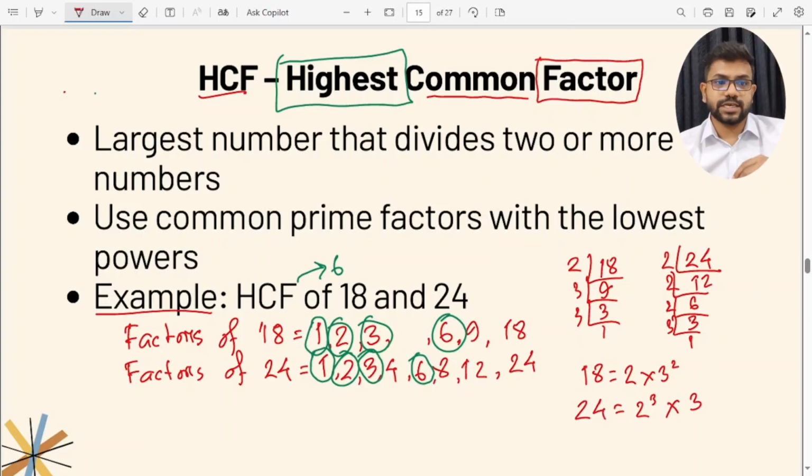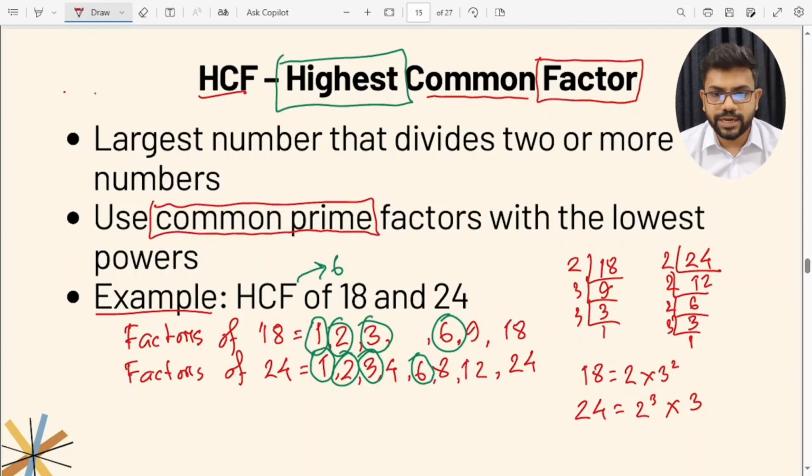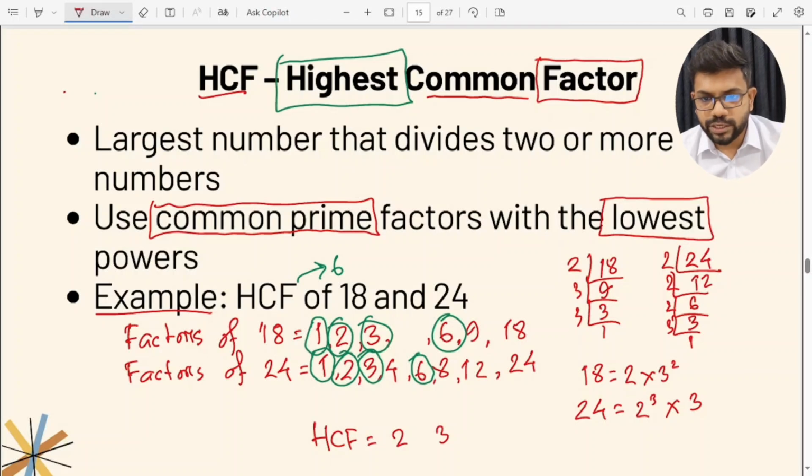After doing the prime factorization, we check what are the common prime factors. We can see that 2 is a common prime here between these two. 3 is another common prime between these two. Okay. So HCF is basically 2 should be there, 3 should also be there, but we take the lowest powers of the common factors. Between 2 and 2 cubed, this one has the lower power. 2 to the 1 is basically 2.